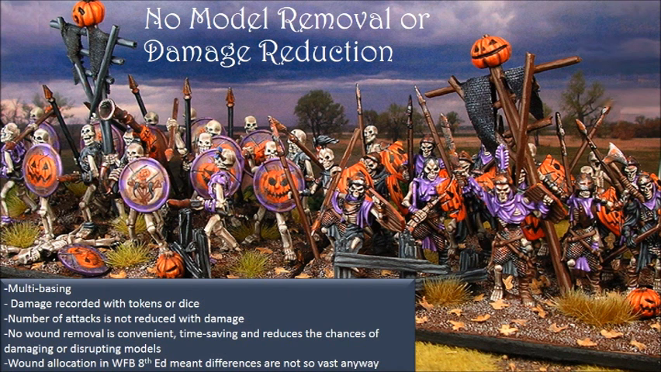My next point, which I alluded to, has to do with the lack of model removal and damage reduction in Kings of War. So in Warhammer Fantasy, individual models take damage and they are removed from the table when they fail their saves. Whereas in Kings of War, as I said, there are no individual models so much as just whole units. And instead of removing models, you simply add tokens to the unit or have a dice that you use to remember how many points of damage that unit has taken.